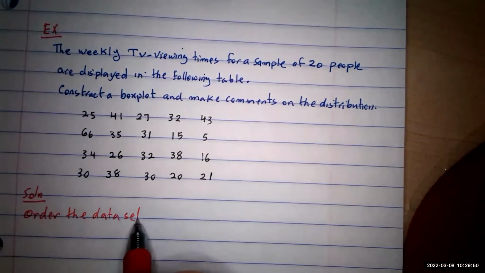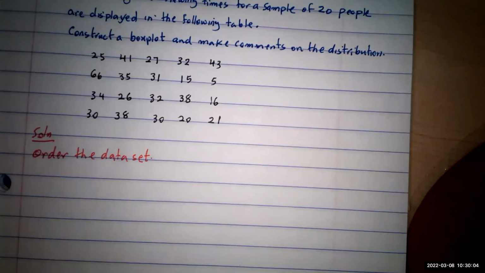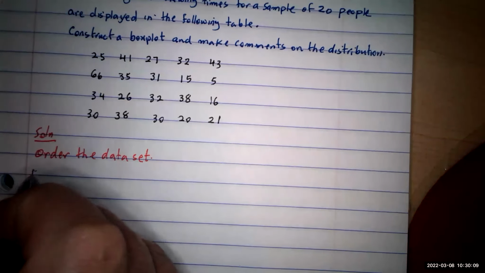If you check the smaller number, it's going to be 5. And then you just keep going. So I give you the ordering. Make sure to get enough space for 20 numbers. So this is going to be the ordering.